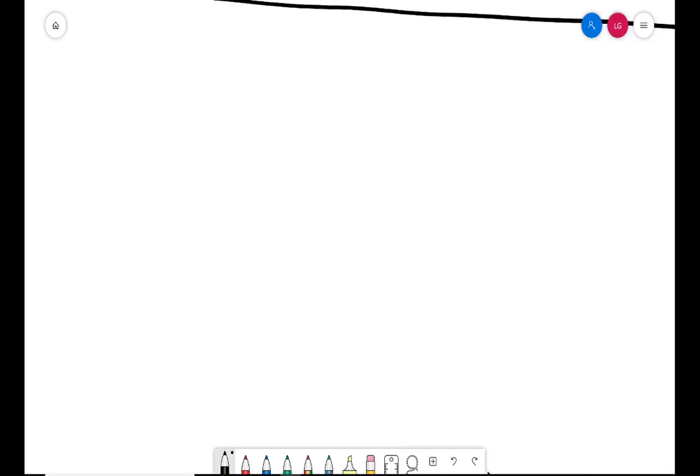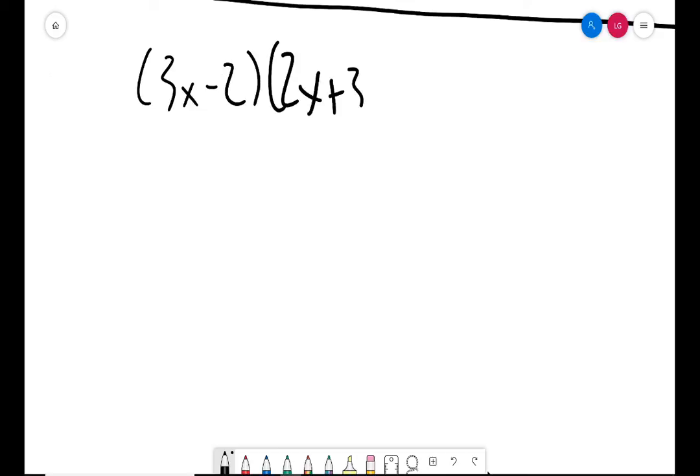Last problem, more of the same. Just giving you a final opportunity today to do something with just multiplication and no division. We'll look at division on Tuesday. So we're going to multiply this out.